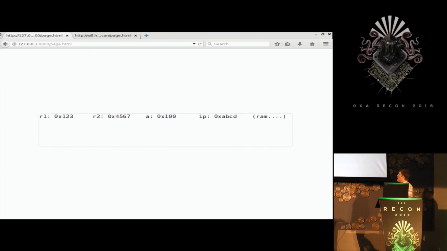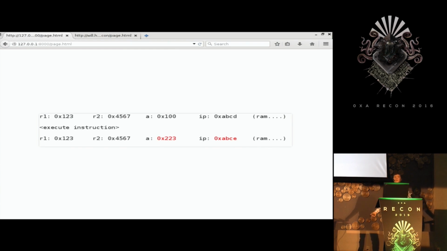A processor has state, and this is an example of the state that I knew about at the point I stopped my static reversing of it. I had 3 registers of various sizes. I, of course, knew the instruction pointer and the RAM. And when you execute some instruction on the processor, well, obviously something happens to the state. Otherwise, it wouldn't be a very useful instruction.